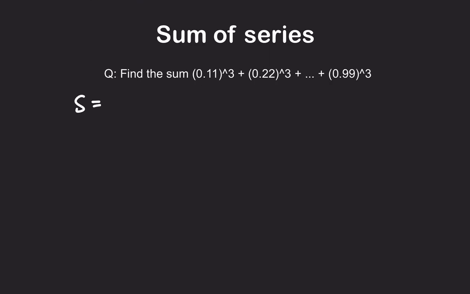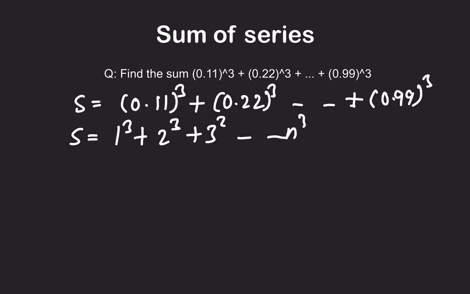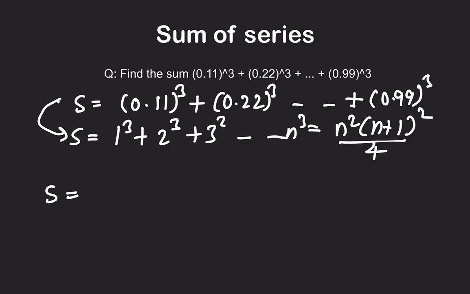This question is 0.11 raised to power 3, 0.22 raised to power 3, up to 0.99 raised to power 3. Now, first thing, I know that I could do 1 cube plus 2 cube plus 3 cube up to n cube, meaning I know this formula, n square (n plus 1) square by 4. But I have not read about 0.11, 0.22, 0.99. So for that you have to be smart and try to make this equation into this. How will you do that?